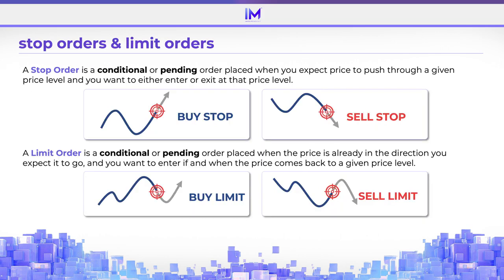Stop orders and limit orders. A stop order is a conditional or pending order placed when you expect price to push through a given price level and you want to either enter or exit at that price level. A limit order is a conditional or pending order placed when the price is already in the direction you expect it to go and you want to enter if and when the price comes back to a given price level.